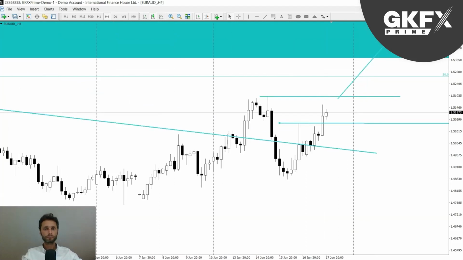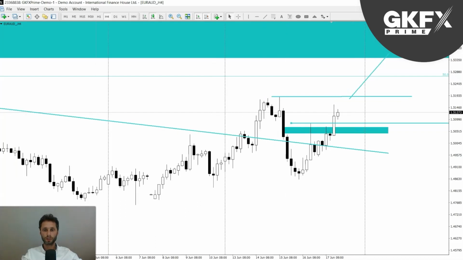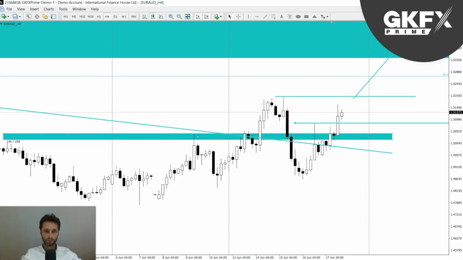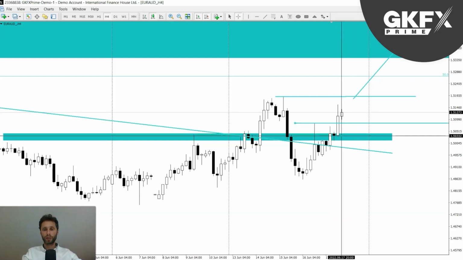So from here, what I'll be looking at is a possible retracement into this zone, which the market has moved from and moved to. So we've got this market playing around this zone here. So if it comes back, there'll be a nice cheaper price to work with, and then that move higher.